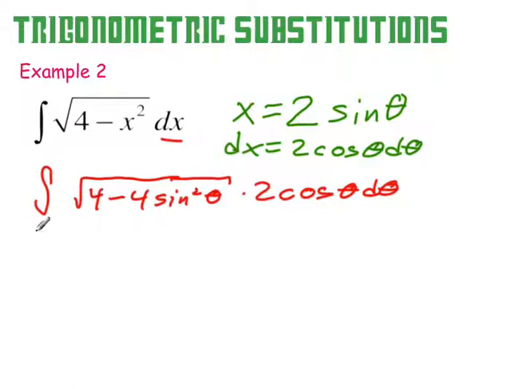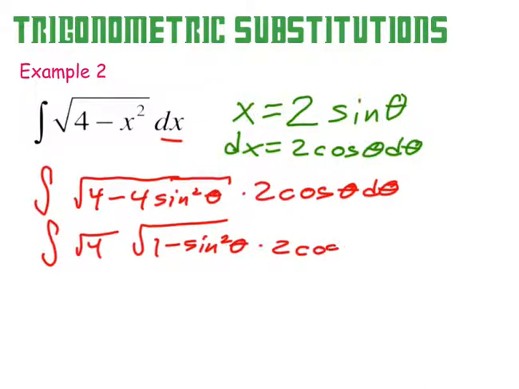So now let's look at the simplifying here. So we have a 4. The square root of 4 can be pulled out. And then we have the square root of 1 minus sine squared theta left over times 2 cosine theta d theta. And so, well, square root of 4, I think we know that one. And here, so now 1 minus sine squared theta is cosine squared theta.